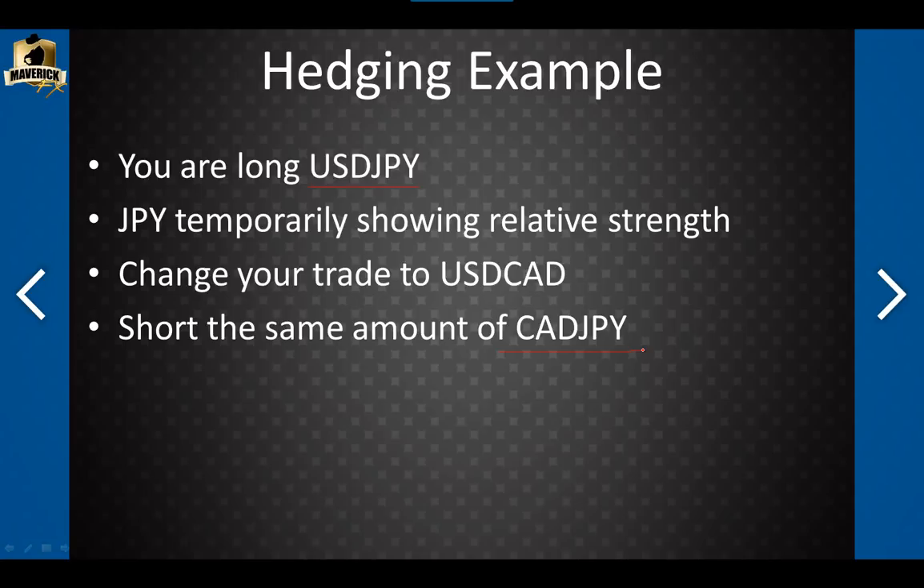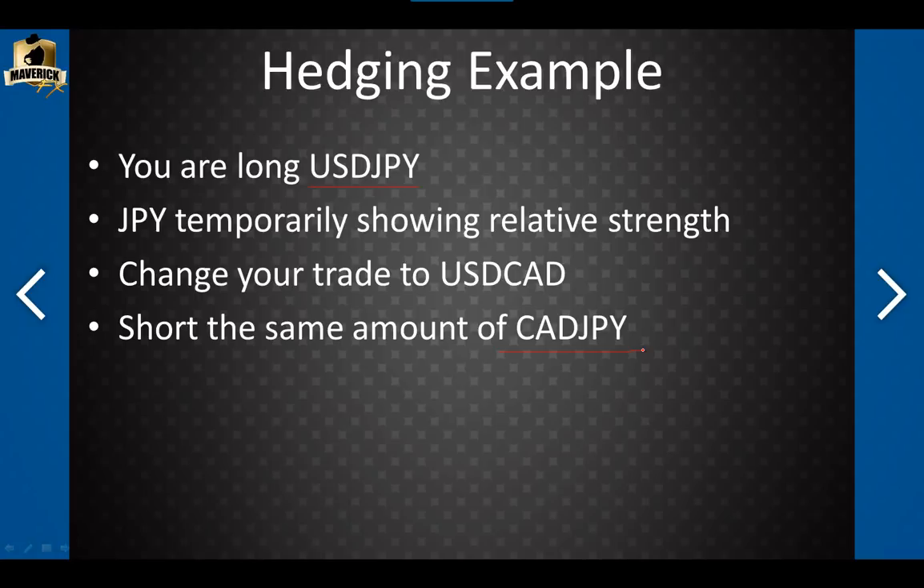And let's say somewhere during those 2 weeks, the yen starts showing some relative strength. You simply want to change your trade for a small period of time. You don't want to get out of your original position because you still want to hold that position after the hedge is taken off. After the yen stops showing strength, you want to go back to dollar yen. So during the trade, you can simply sell a different currency.